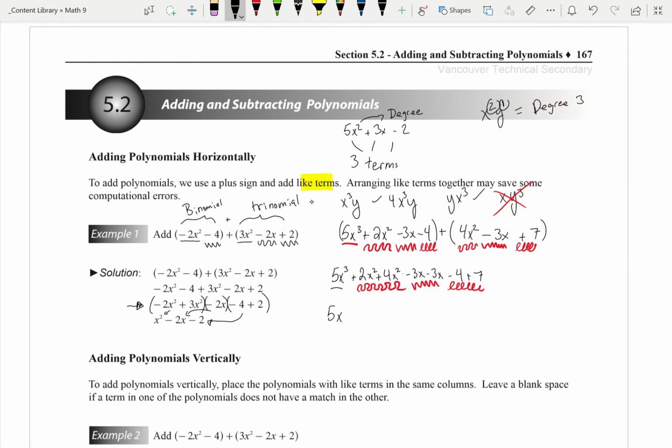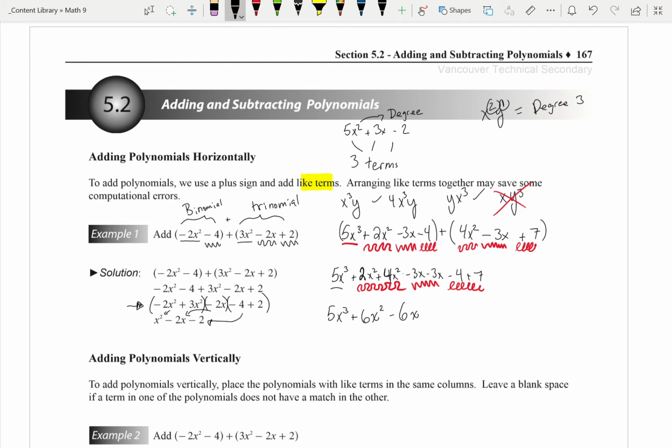So 5x cubed stays the same. I add the constants out in front, so the coefficients. So 2 plus 4 gives me 6, and then I keep the x squared. Minus 3x minus 3x. The x stays the same, and then I have negative 6x.